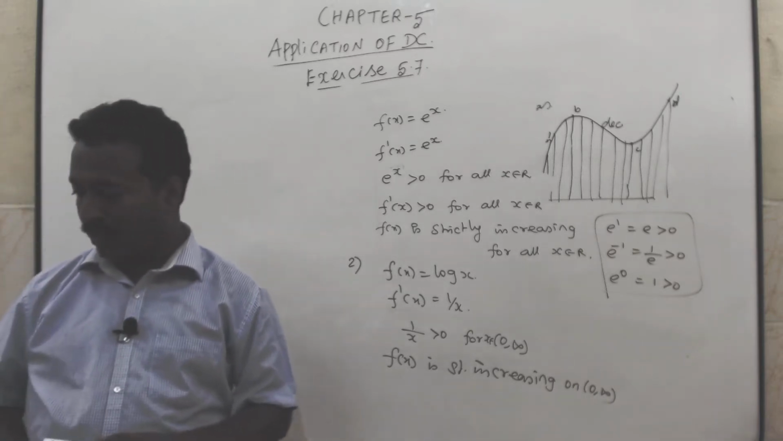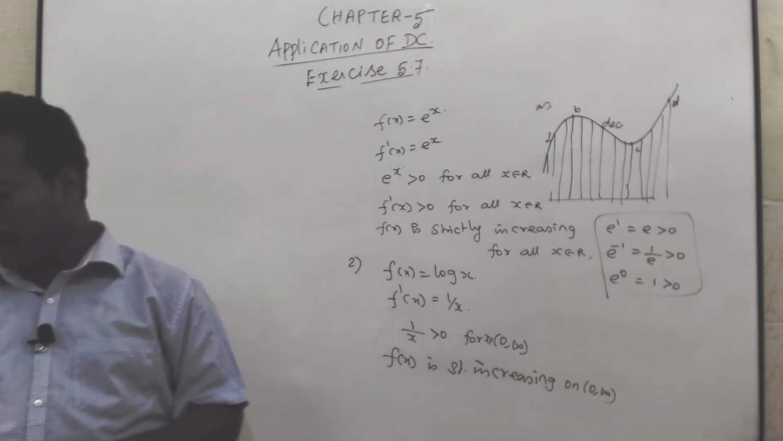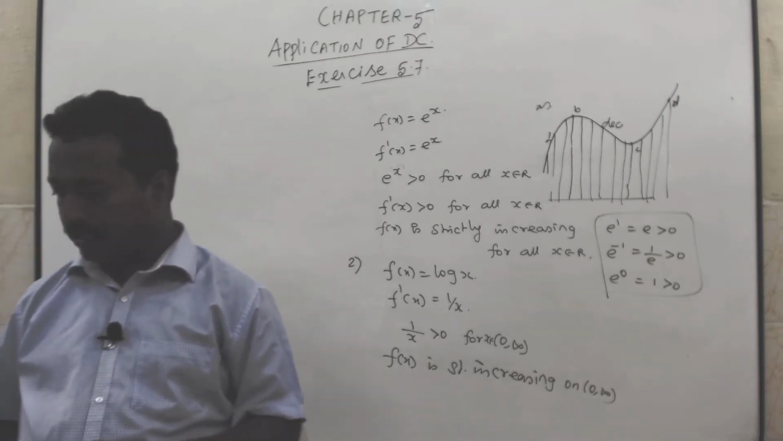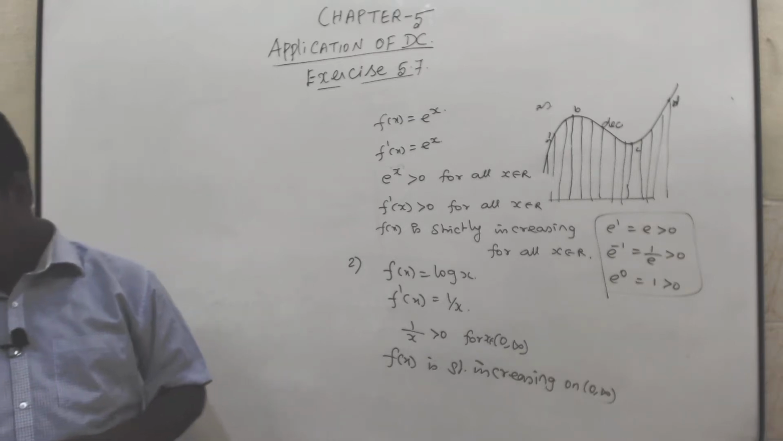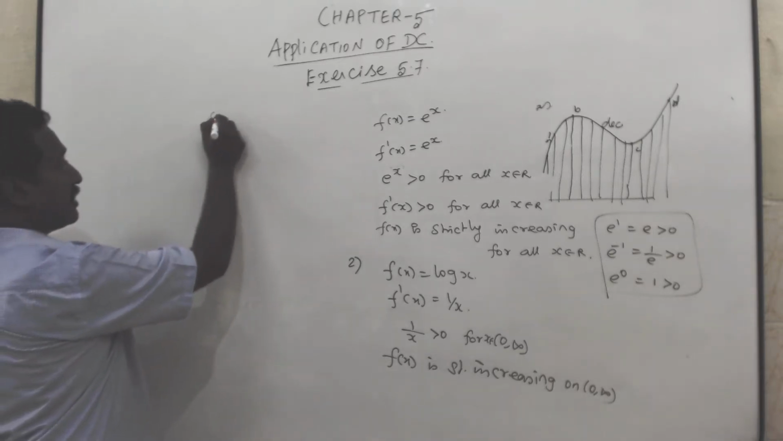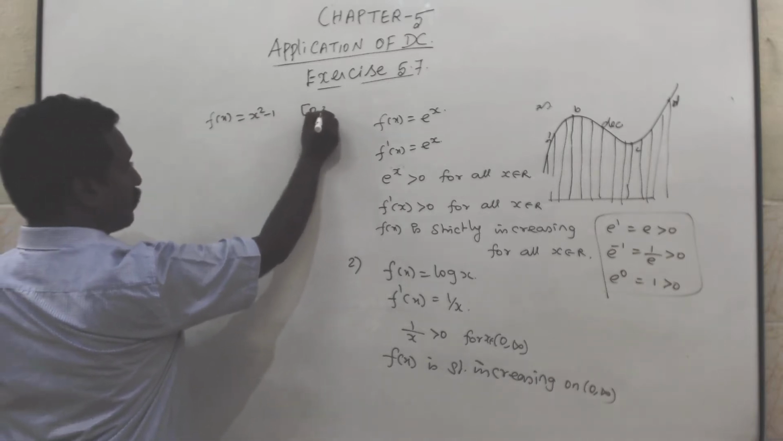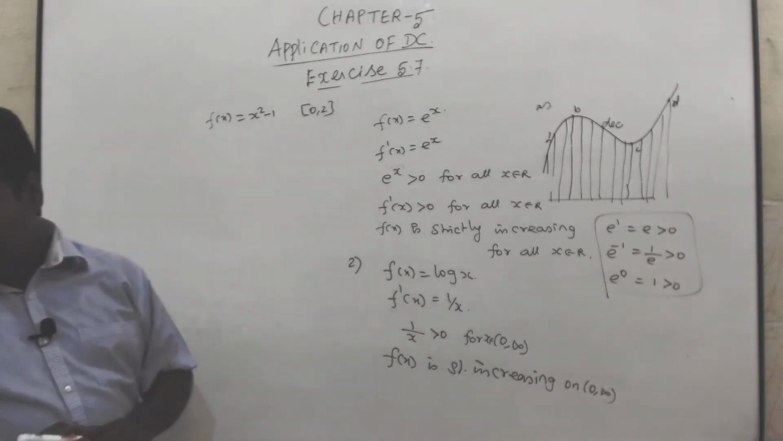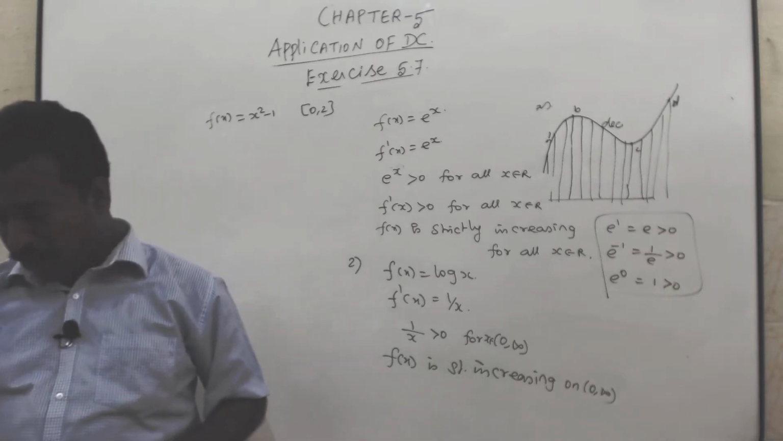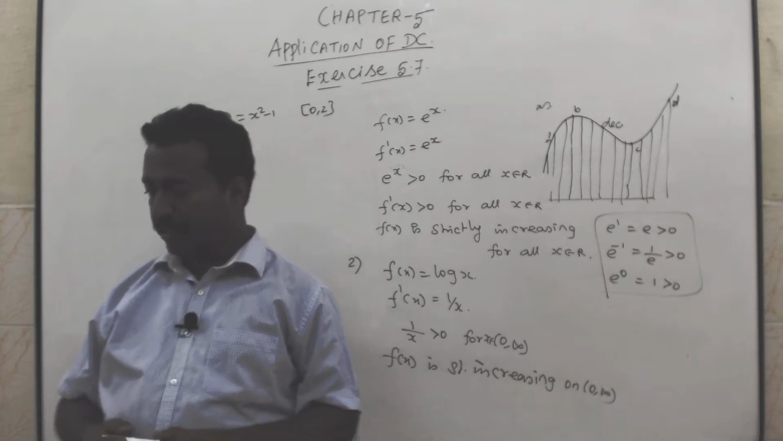The next problem: f of x is equal to x square minus 1, 0 less than or equal to x less than or equal to 2. That is, f of x is equal to x square minus 1, x belongs to [0, 2]. What they ask is which of the following functions are increasing or decreasing on the interval given?